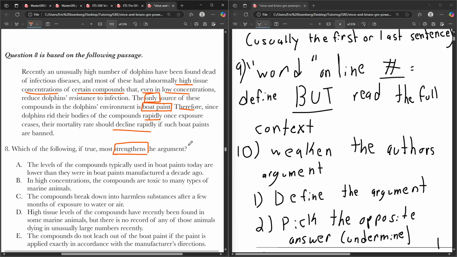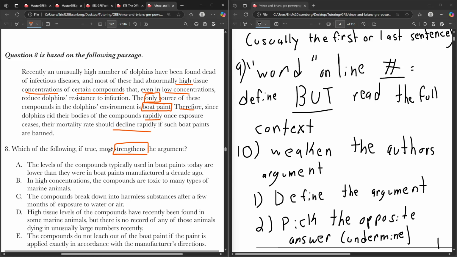All right, so what's the author's argument? Dolphins are dying. The reason they're dying is because of boat paint. So if we get rid of the boat paint, the dolphins can, even though they get hurt very quickly, fix it themselves very quickly as well. Once they're rid of it, they rapidly help themselves. They get rid of it, and then they're able to heal basically very quickly. So we want to pick an answer that is something new. That is the key word here. It is new to the argument that helps the author even more.